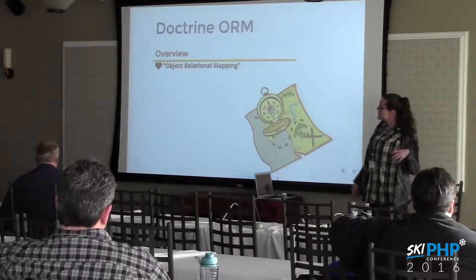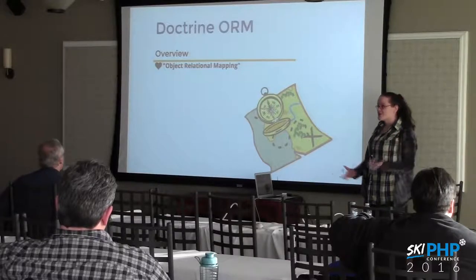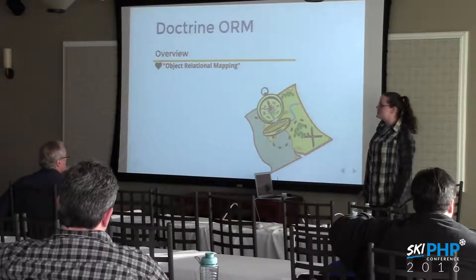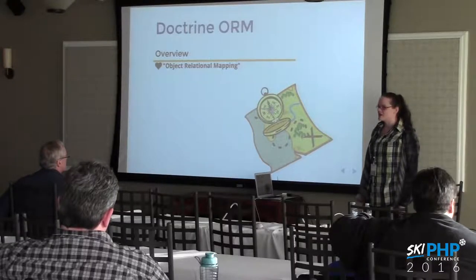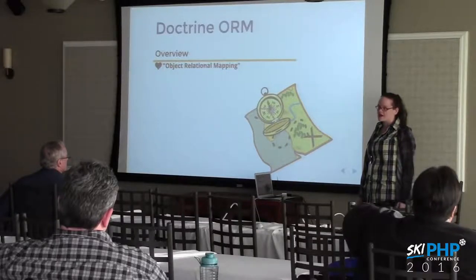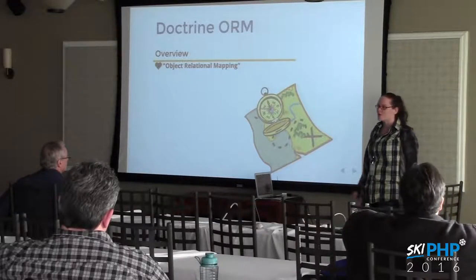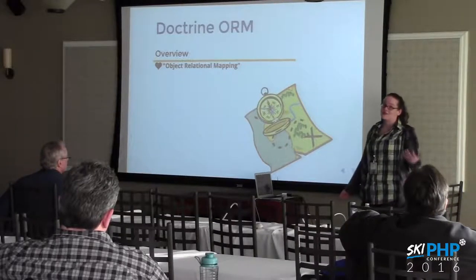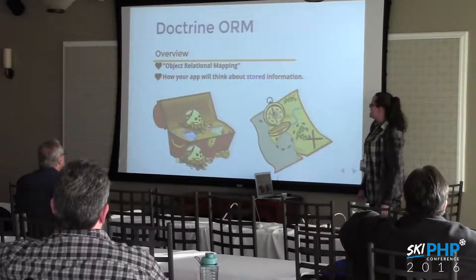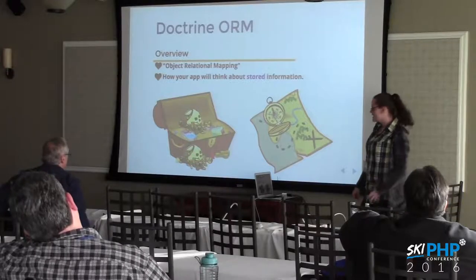If you don't know, Doctrine is an ORM, object relational mapping. That is basically where you take a relational database and you transmogrify it into objects, because we have all been taught object-oriented programming, and so being able to think about a database as if it was objects can be really useful. This is how your app will think about stored information.